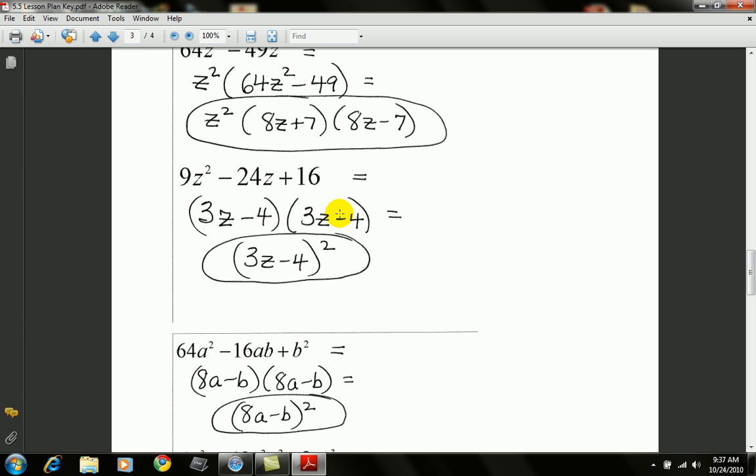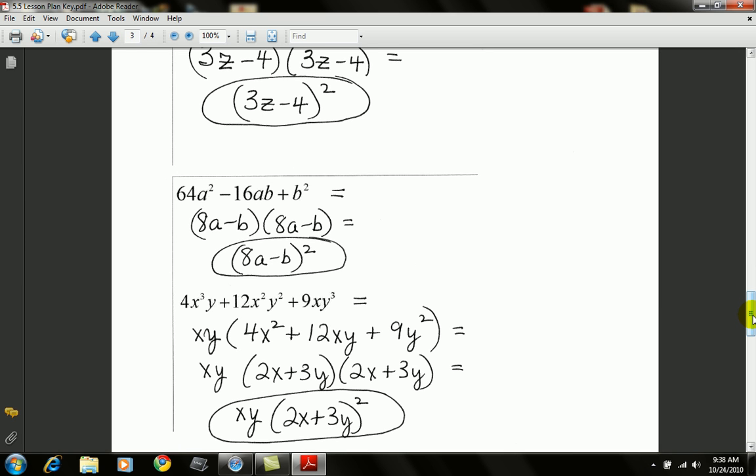And when something is multiplied by itself twice, we simply express it as squared. So this is actually an example of a perfect square trinomial, because it was a trinomial that factored as a perfect square.